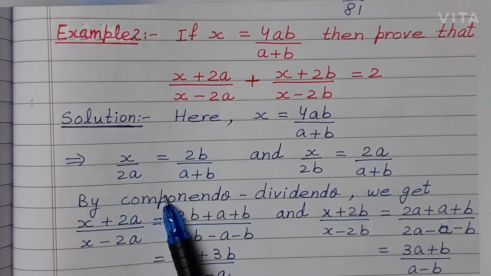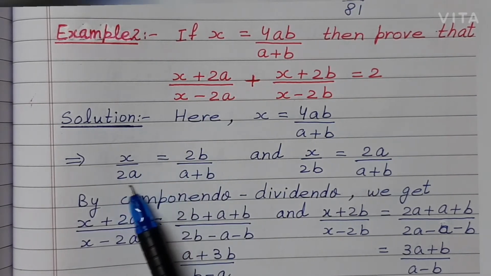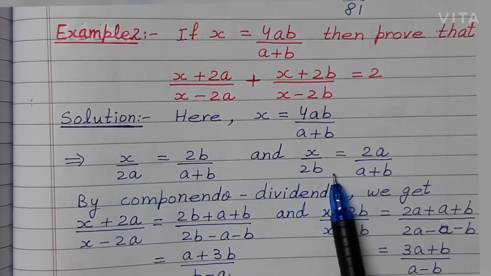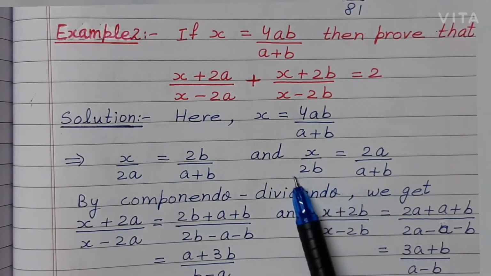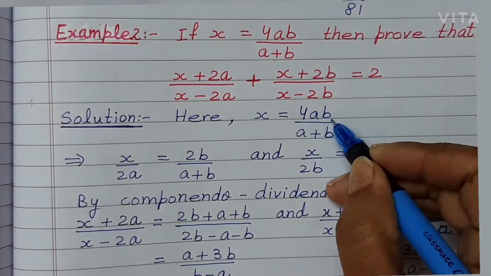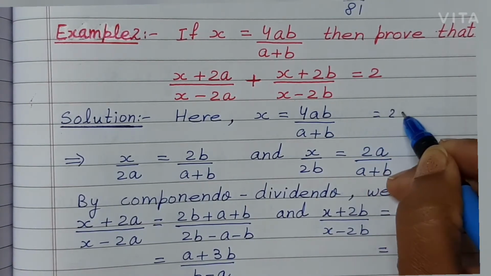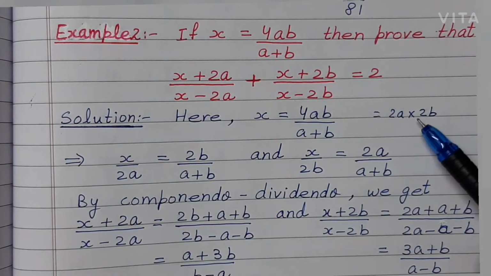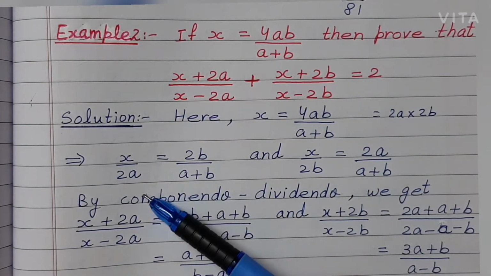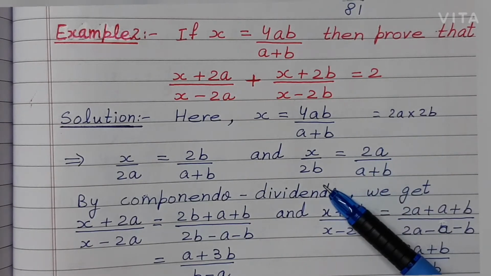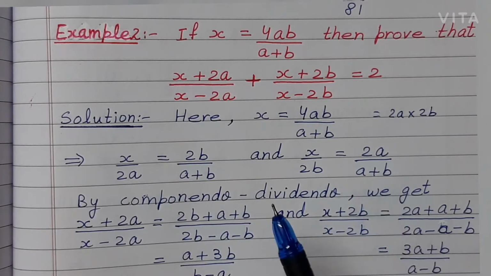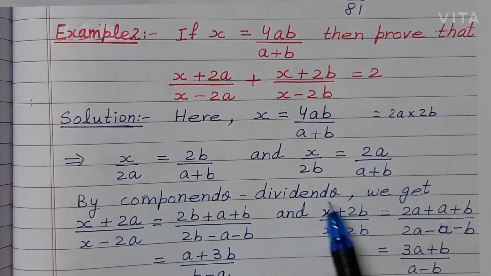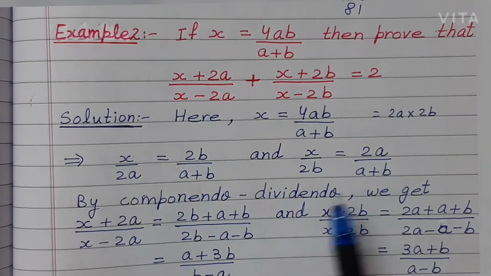In the first case, we have taken 2a in the denominator, and in the second case, we have taken 2b in the denominator. Here students, you can easily write this as, what is 4ab? 4ab you can write it as 2a into 2b. Clear? So in first case, 2a is in the denominator, and in second case, 2b is in the denominator. Now the steps are very simple. Just apply componendo dividendo in both the cases separately.